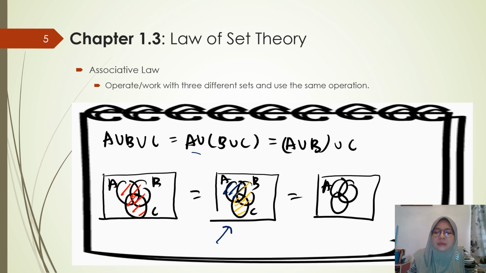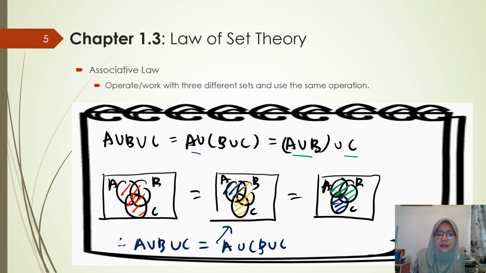It is also equivalent to (A union B) union C. We have three subsets A, B, and C. A union B means that we combine the A and B sets as one set, and we will also unite it with C. Based on this diagram, these three subsets have been gathered, which is A union B union C. So we can say that A union (B union C) is equivalent to (A union B) union C. We call this the associative law because we associate them all together.